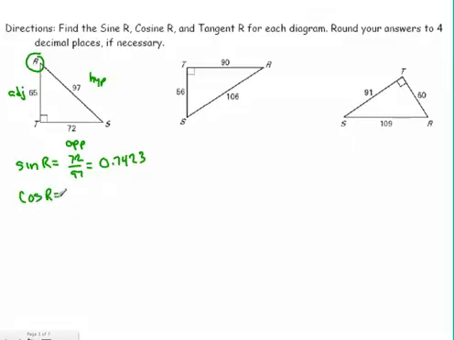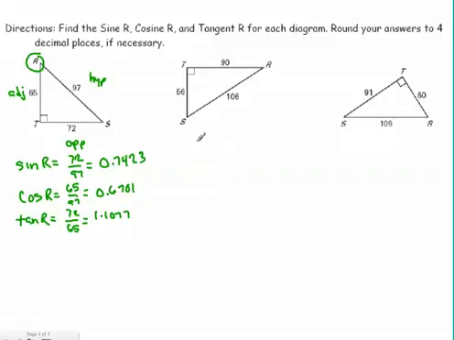The cosine of r is next. Cosine is always the adjacent over the hypotenuse, so that'd be 65 over 97. 65 over 97 in your calculator is 0.6701. The tangent of r is going to be the opposite side, 72, over the adjacent side, which is 65. 72 over 65 would be 1.1077 when you round correctly.